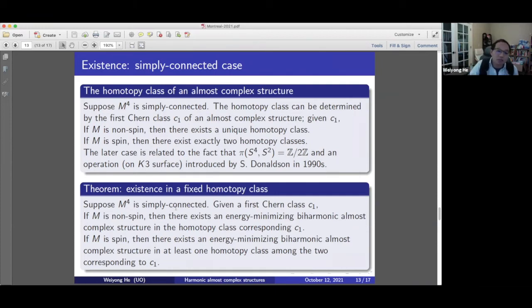So our statement is the following. So this M^4 is simply connected. It is just a technical assumption. We do not really need that.